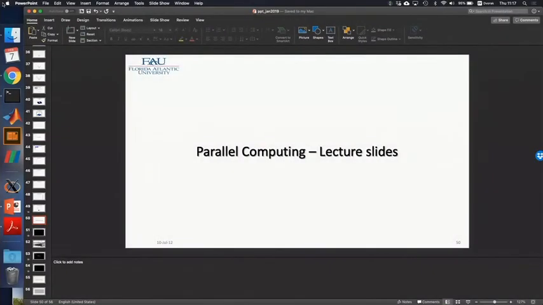Parallel computing. How many of you have had to deal with parallel computing? 1, 2, 3, 4. No. Okay, so the concept is very simple.